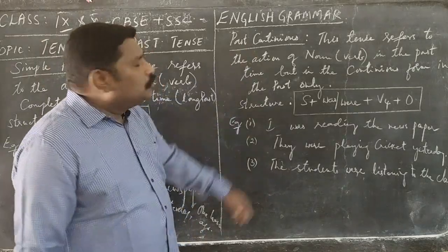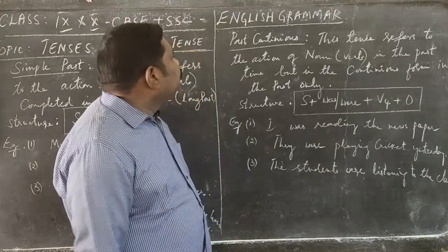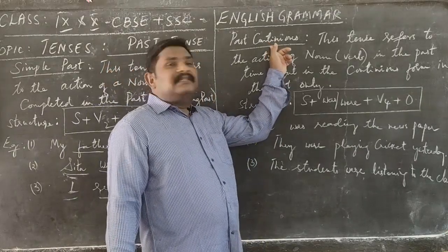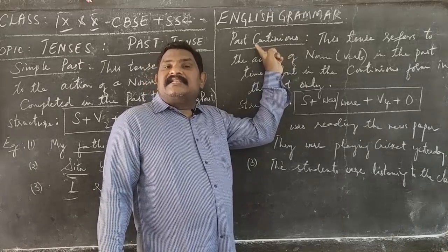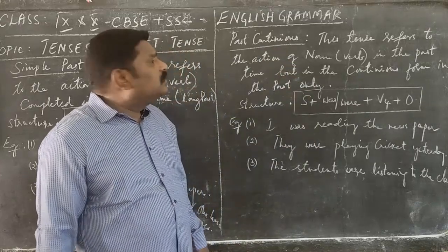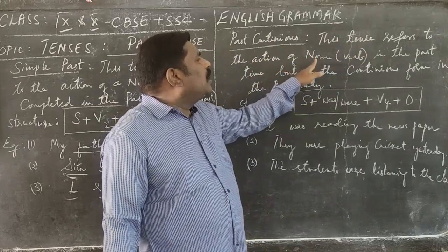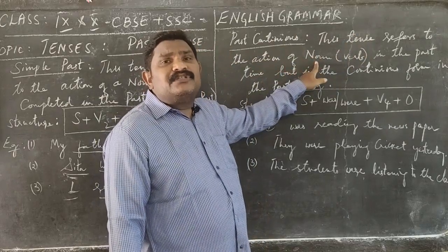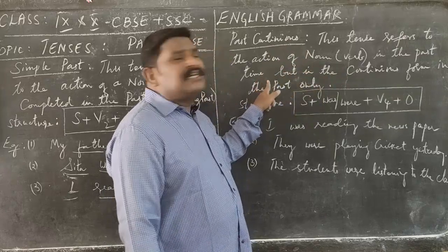Okay, let us come to the past continuous form. Now again the title itself is clear. It is continuous. Past continuous. See the definition. This tense refers to the action of a noun, that is verb, in the past time.